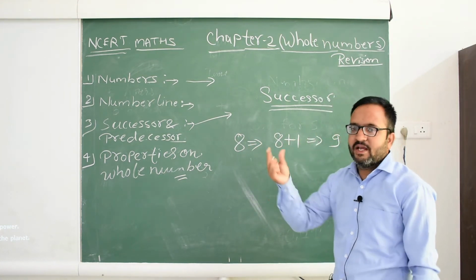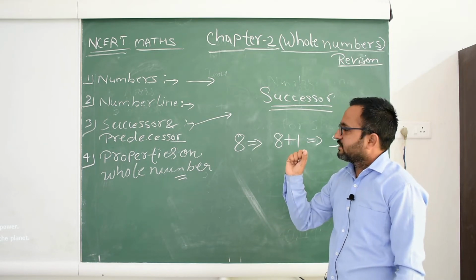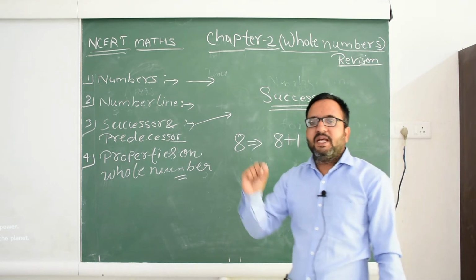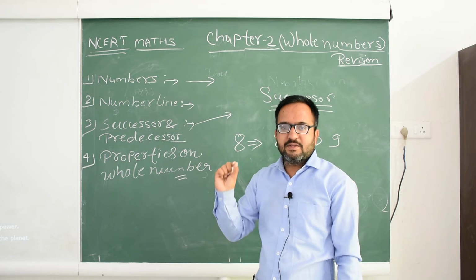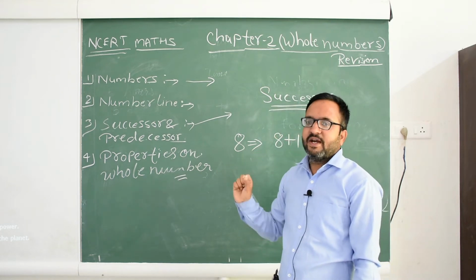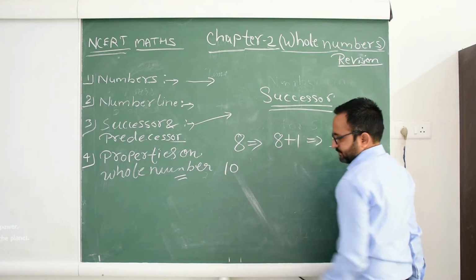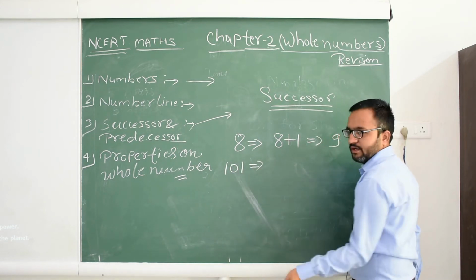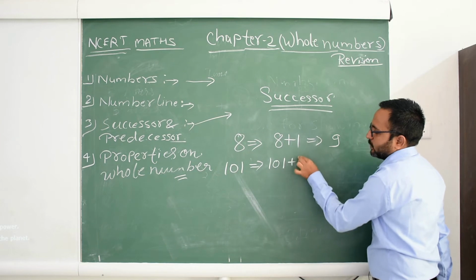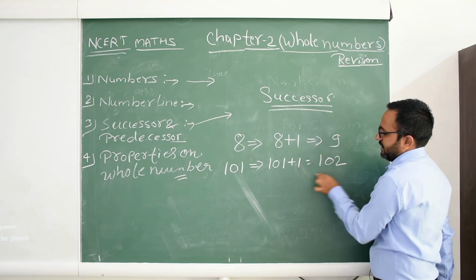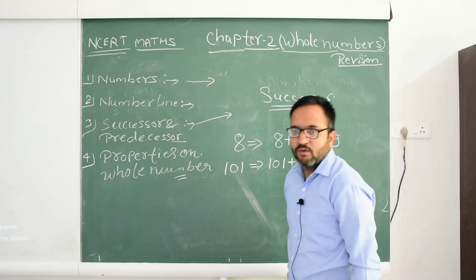So if you want to find the successor of any number, simply add 1. Only simply add 1, and you find the successor of any number. Okay, suppose 101. Simply add 1. So 102 is the successor of 101.